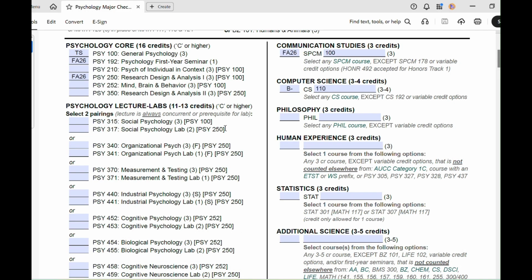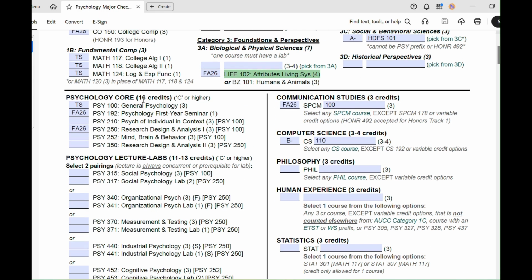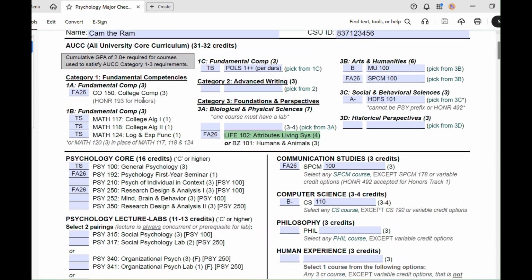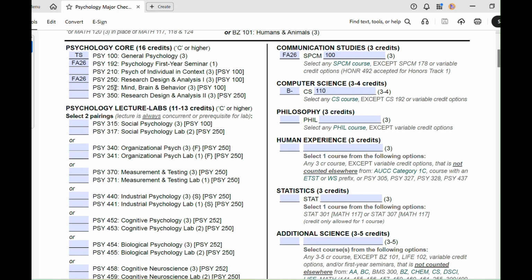Psychology Courses Overview. Now, the last part of this check sheet is the left-hand side, beginning with the Psychology Core. The Psychology Core contains 16 credits worth of coursework that every single psychology major must complete. Please note, for the core, you must earn a C or higher in each of these courses.